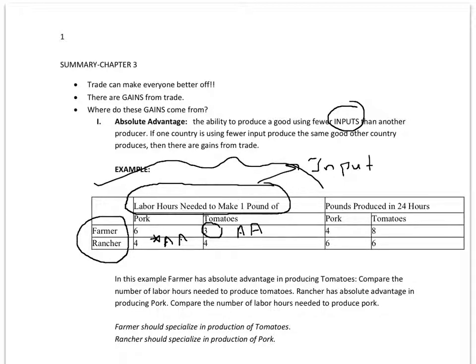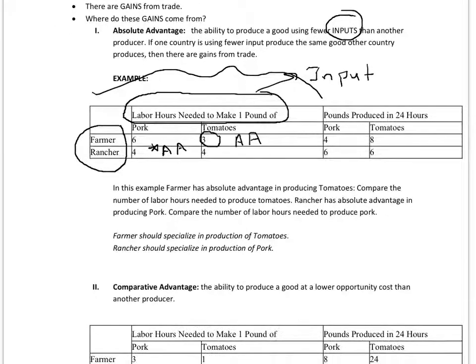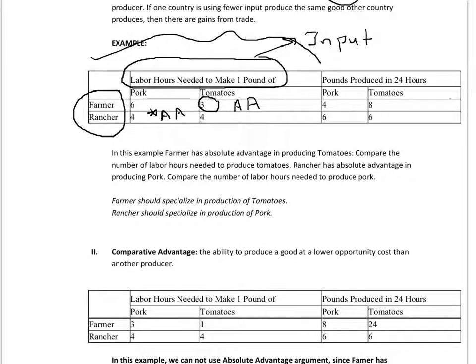Okay, so if we just try to explain this in terms of absolute advantage, you will say that the farmer should specialize in the production of tomatoes, and the rancher should specialize in the production of pork. Now, let's look at the second explanation, because sometimes, in some examples, one person has the absolute advantage in the production of both goods.